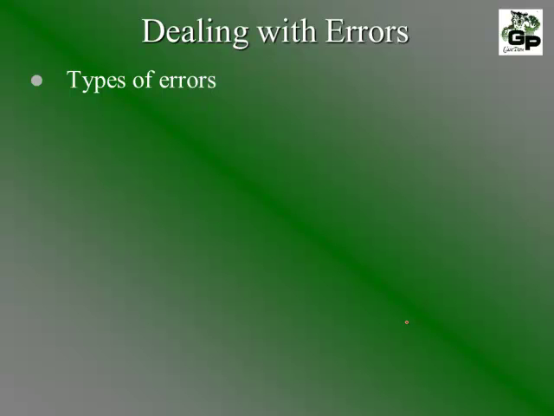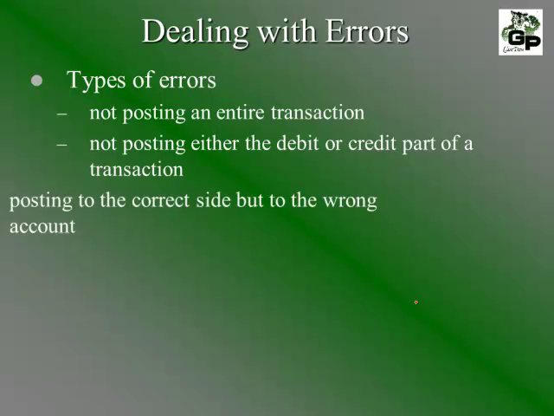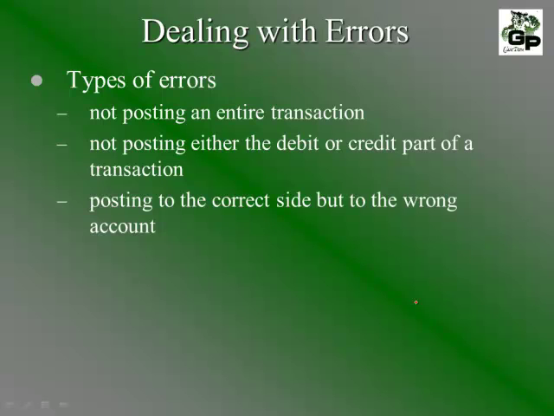We have to deal with errors from time to time, and there are different types of errors. One type of error is not posting the entire transaction. We just post part of it. Another type is forgetting to post either the debit or the credit part of a transaction. Another type is posting to the correct side, but we put it on the wrong account. The other type is to post to the wrong account altogether.